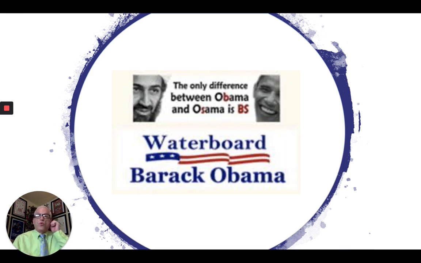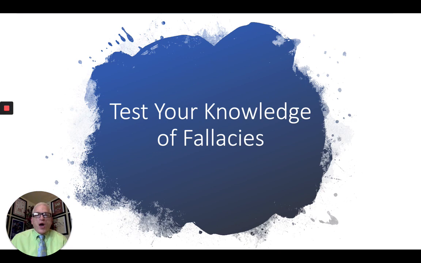And so this was one of the ads that came out. It said the only difference between Obama and Osama is BS. In other words, linking him to Osama bin Laden was a way of destroying his credibility. Not whether he was qualified to be president or not, but look, he has a name that sounds a lot like Osama bin Laden and Saddam Hussein. We can't possibly elect him. So, okay. So those are the 10 fallacies.